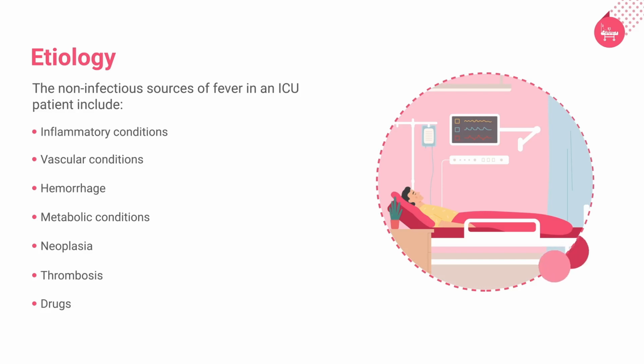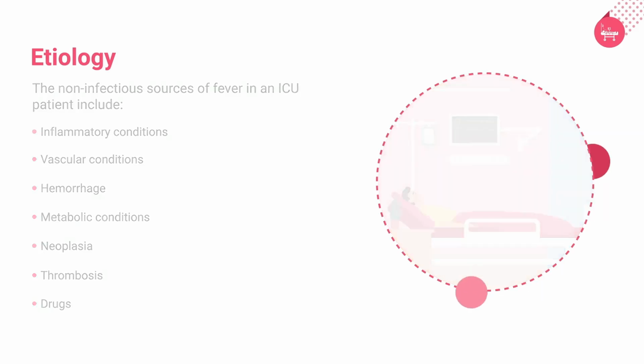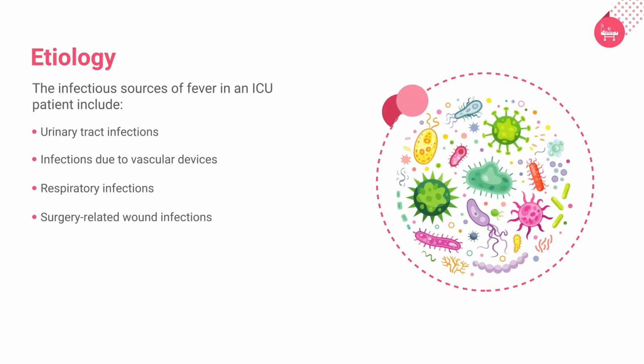Moving on, we will list some infectious sources of fever in an ICU patient. The infectious sources of fever in an ICU patient include urinary tract infections, which can lead to pyelonephritis, prostatitis, or prostatic abscess. Infections due to vascular devices at the intravenous access site and cellulitis at the arterial access site.